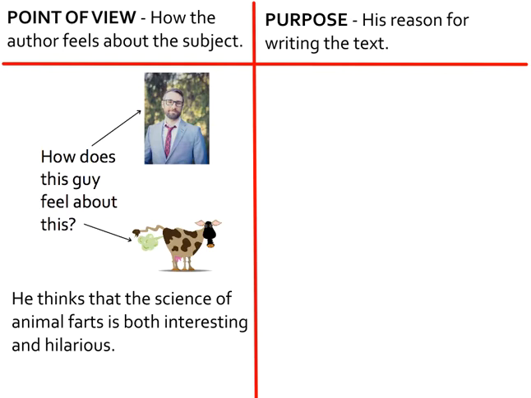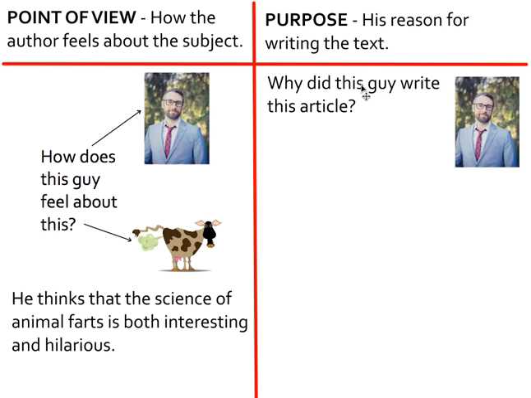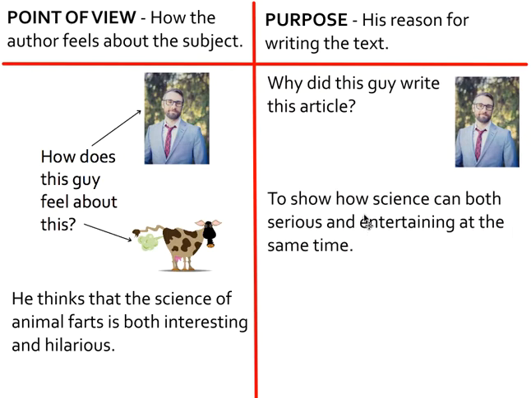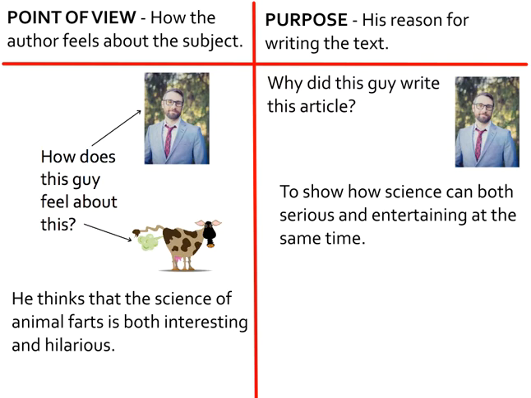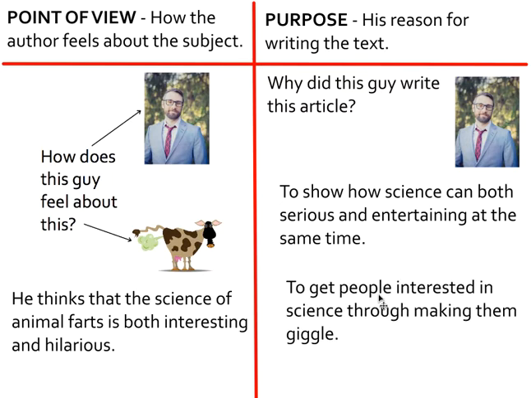His purpose, however, his reason for writing the article, might be really different than his feeling. The question we're going to ask ourselves when we're trying to identify the purpose is, why did this guy write this article? Well, one of his reasons for writing the article was to show how science can be both serious and entertaining at the same time. He also, however, wants to get people interested in science through making them giggle. That's the author's purpose for writing the entire article. As readers, we can also look at the author's purpose for writing a small part, for including one sentence or one paragraph in the text.